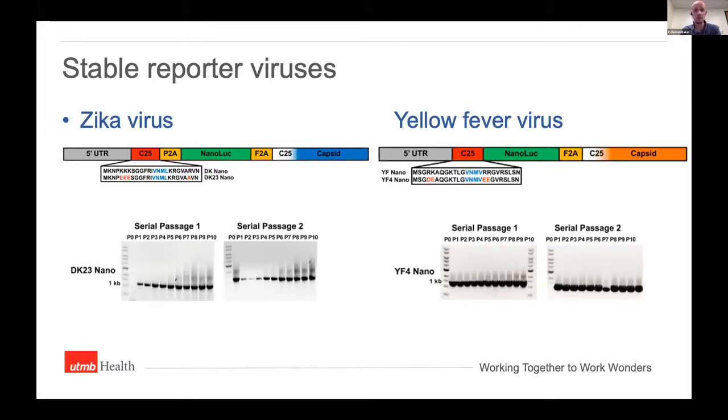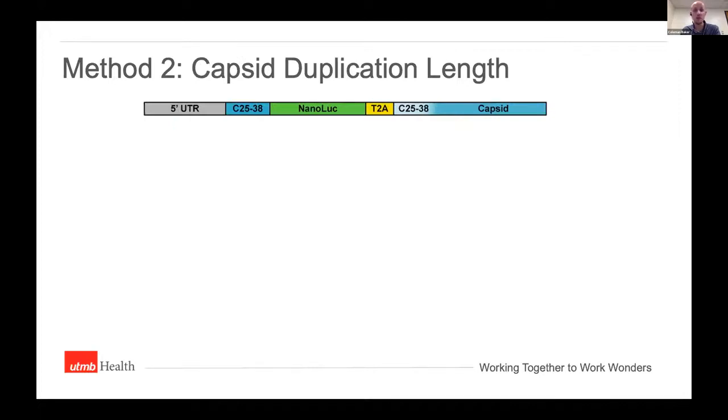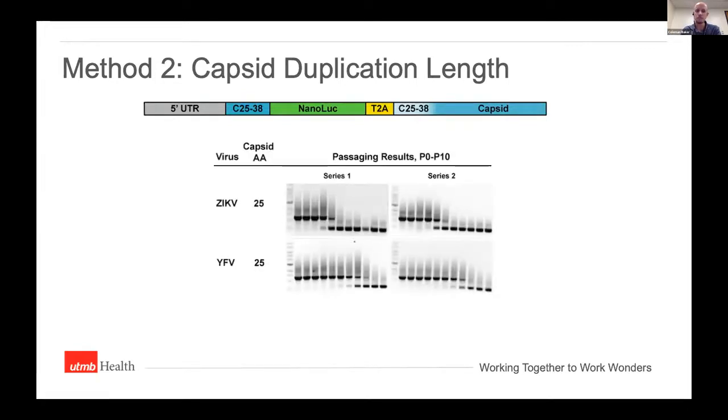This was method number one. It worked very well for Zika and yellow fever. Method number two has to deal with the length of that capsid duplication. As with method number one, if you do 25 amino acids for Zika and yellow fever, you have unstable reporter virus. You get a change in the RT-PCR band size, P4, P5, P6, somewhere around there, depending on which series and which virus you're looking at.